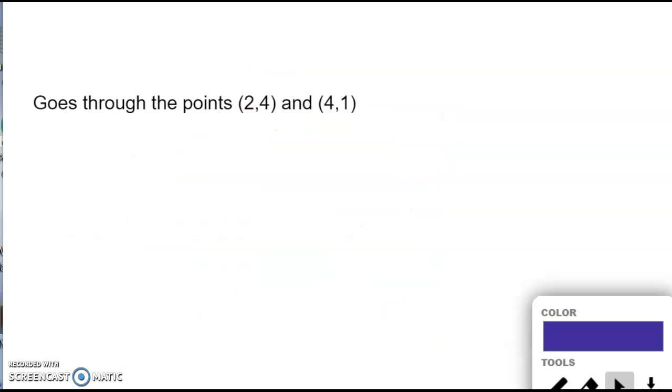Okay, the next problem was finding the equation of the line going through 2 points. Remember, the first value is always the x value, and the second value is the y value. This is the coordinate form, right? When you put any numbers inside a parenthesis with a comma separating them, the first value is the x value, the second value is the y value.